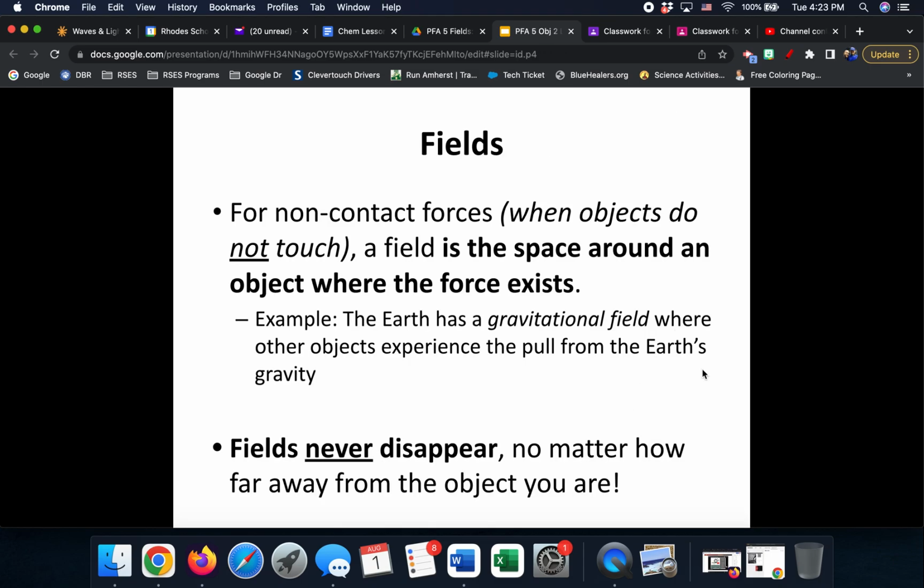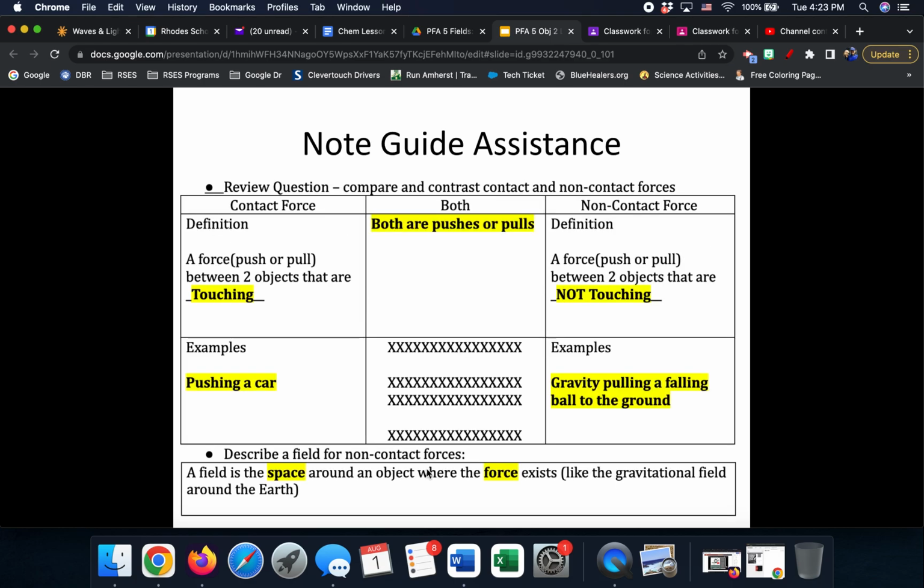So fields for non-contact forces. Remember, objects are not touching. A field is the space around an object where that force exists. The Earth has a gravitational field where other objects experience the pull from Earth's gravity. Eventually, if you go far enough into space, you're not feeling Earth's gravity, really. You're feeling another planet you get near to, the sun, whatever. Technically, fields never disappear, but you really don't feel their impact when you get far enough away. Go ahead and pause while you put this in there.